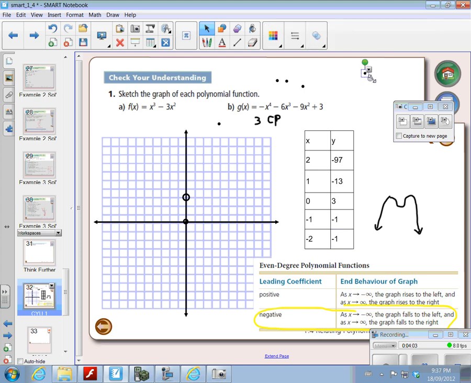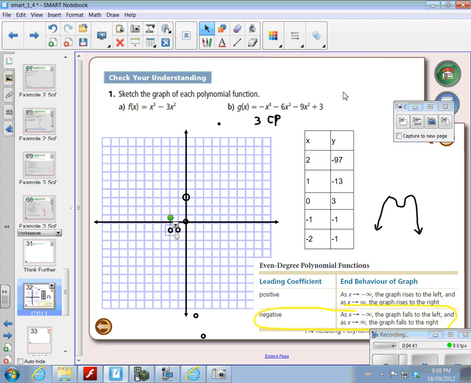Let's label those points. 2, negative 97 is off the charts at negative 2, so let's put it way down here. 1 at negative 13 is a bit off the charts too. 1, negative 13, put it down here somewhere. Okay, 0, 3 we've got already. Negative 1, negative 1 is right here. Negative 2, negative 1 is right here.